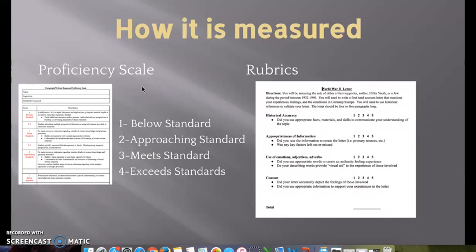On the left-hand side here, you can see proficiency scales. A proficiency scale is simply a way of rating or assessing your students' knowledge. You can see it's listed as 1, 2, 3, and 4: exceeds standards, meets the standards, approaching standards, and below standards. This is something that will show up with every major assignment and every major assessment, and it tells us where the students are in terms of that standard. On the right-hand side, you can see there's a rubric. Rubrics will help us determine where they are in terms of the proficiency scale.